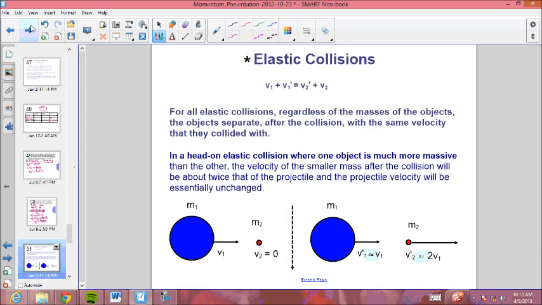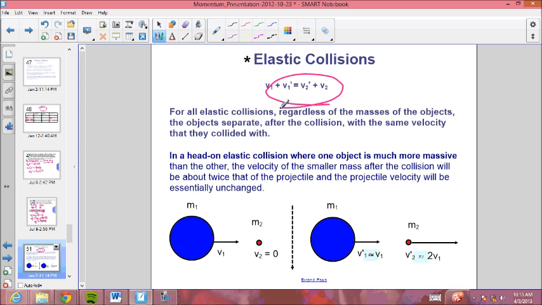Alright. Elastic collisions. For elastic collisions, regardless of the masses, the objects separate after the collision with the same velocity that they collided with. So if you notice, we don't even have mass written in there. In a head-on elastic collision where one object is much more massive than the other, the velocity of the smaller mass after the collision will be about twice that of the projectile, and the projectile velocity will be essentially unchanged.